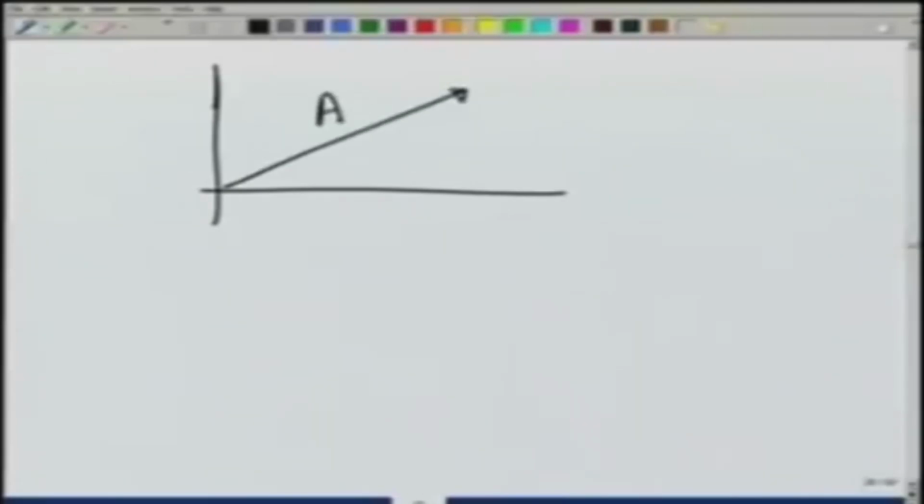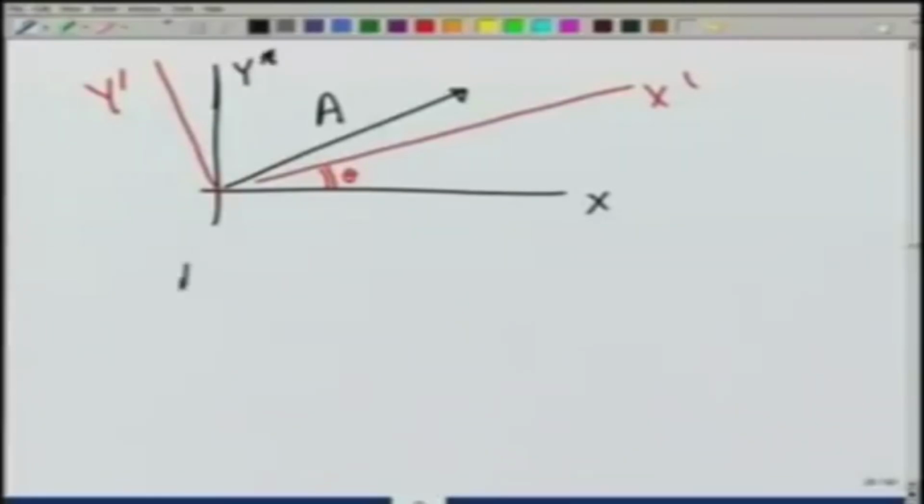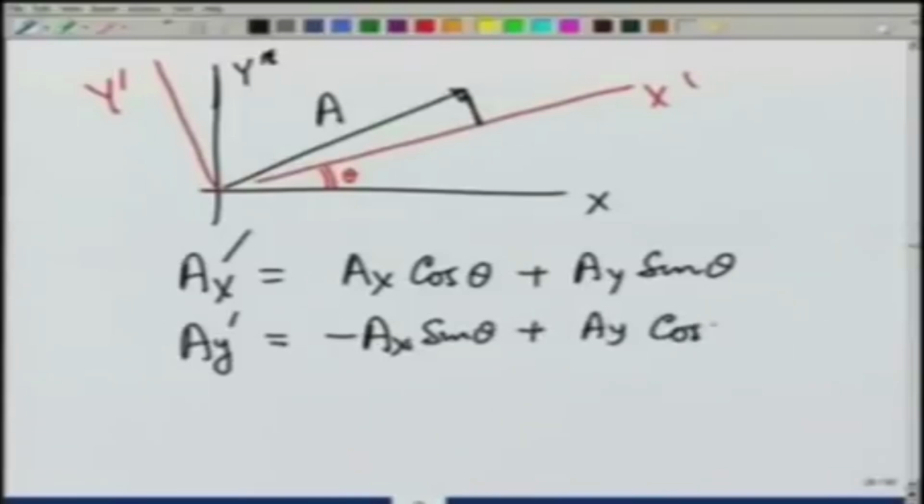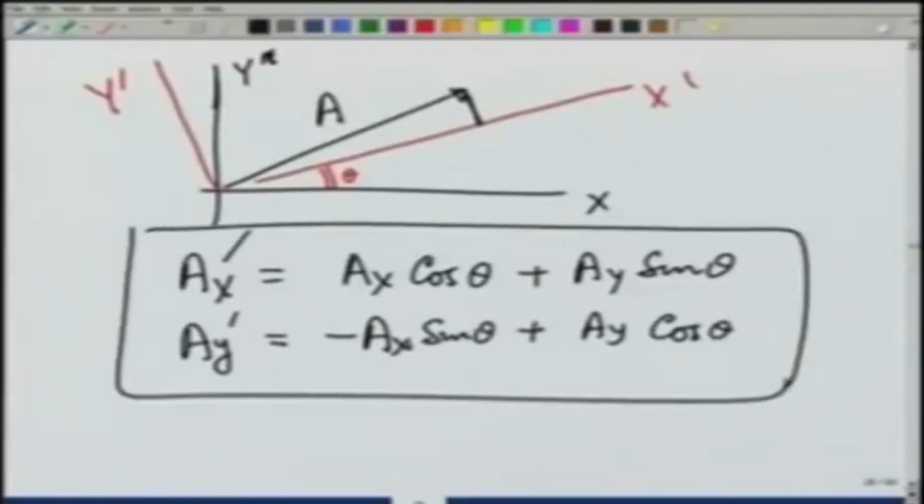I wrote this for a displacement vector x and y, but in general you can do the same exercise and you would find that if I look at a vector A in the two frames, which are rotated with respect to each other, then Ax prime, that is the component of A in the rotated frame, is going to be equal to Ax cosine of theta plus Ay sine of theta, and Ay prime is going to be equal to minus Ax sine of theta plus Ay cosine of theta. This is how the components of a vector transform.